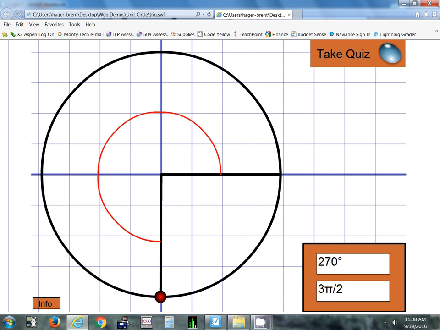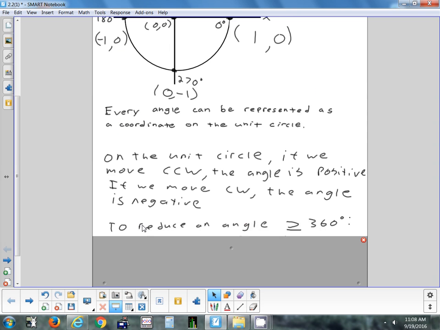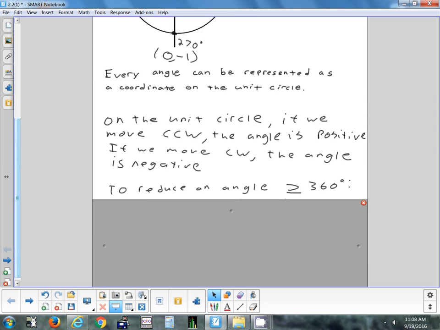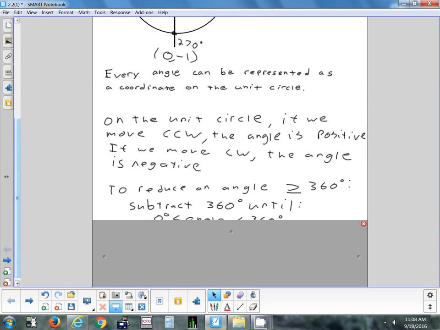Okay, so the trick, anytime you have an angle that's over 360, we want to make it smaller. Or if we have an angle that's negative, we want to make it bigger. We always want to deal with angles between 0 and 360. That makes it easier. So to take a big angle and make it smaller, you can subtract 360 as many times as you need to until you finally get an angle between 0 and 360.